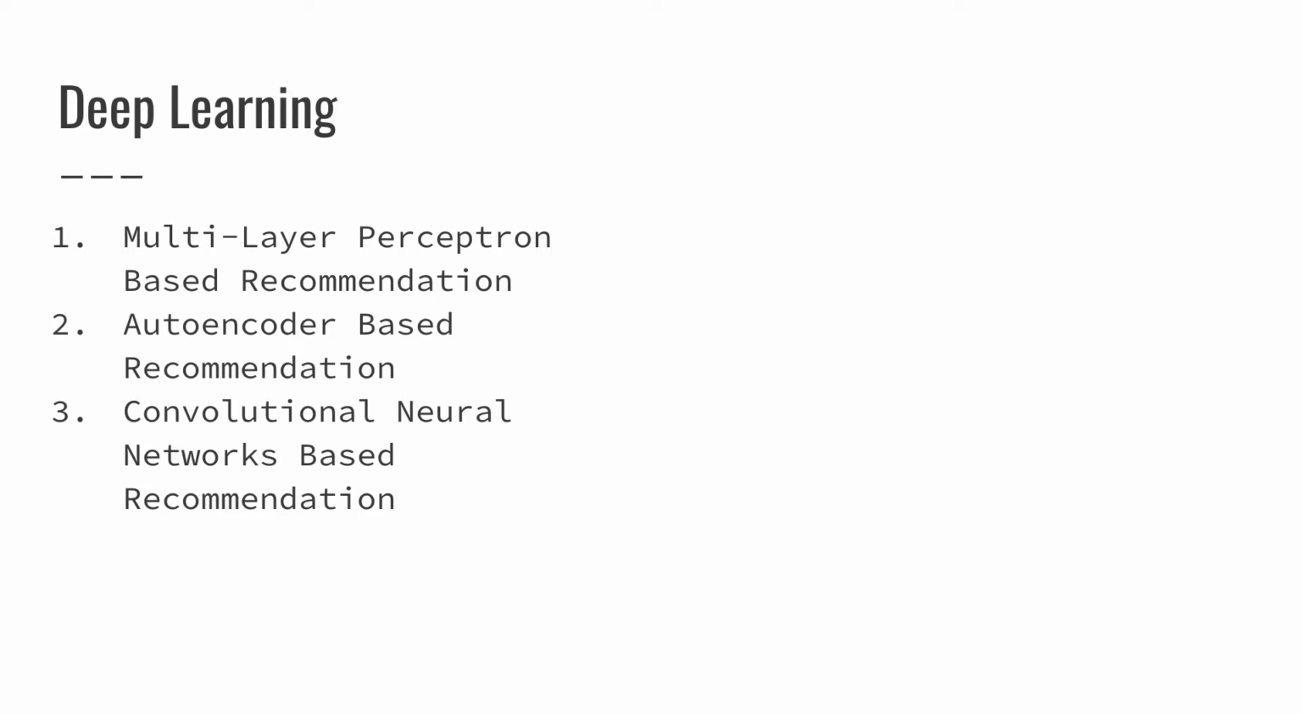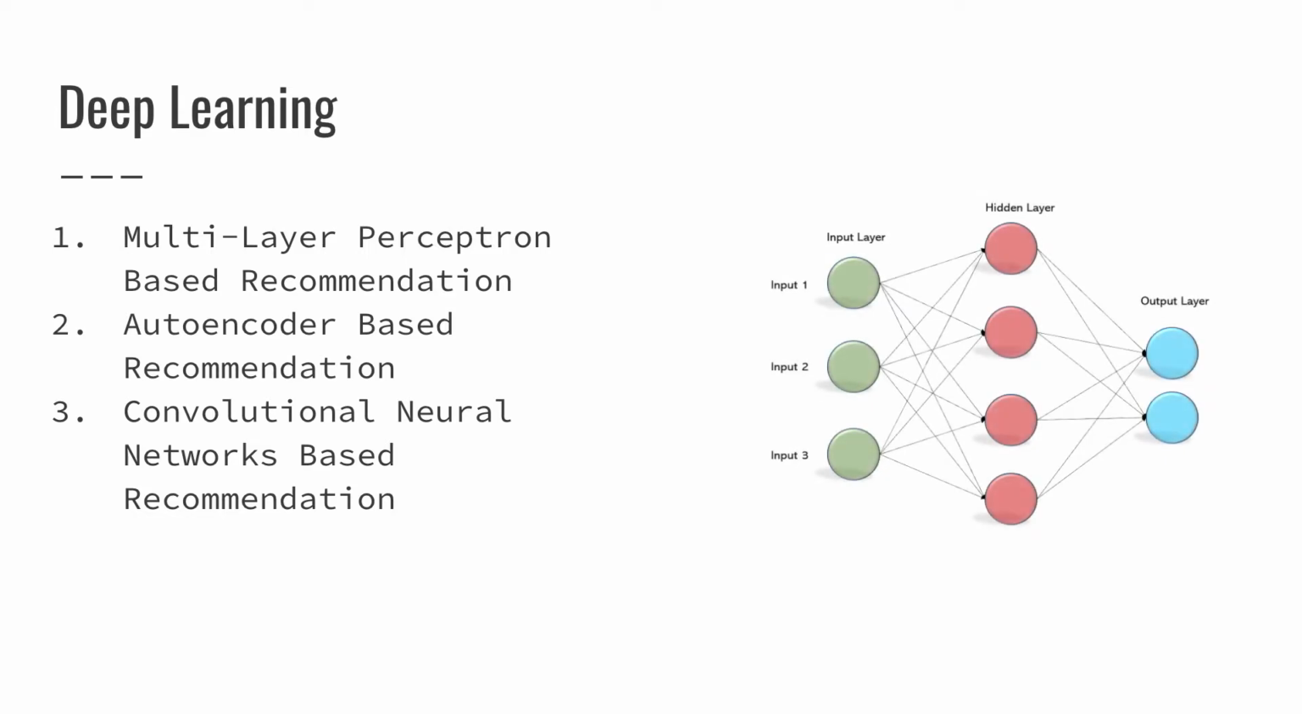Okay, there are three major types that I want to introduce here for deep learning recommendation systems. The first one is called multi-layer perceptron-based recommendation. As you can see on the right, it is a feed-forward neural network with multiple hidden layers between the input layer and output layer. So it's kind of a stack of nonlinear transformations. It's the basis and the foundation of numerous advanced approaches, and it's widely used in many areas.